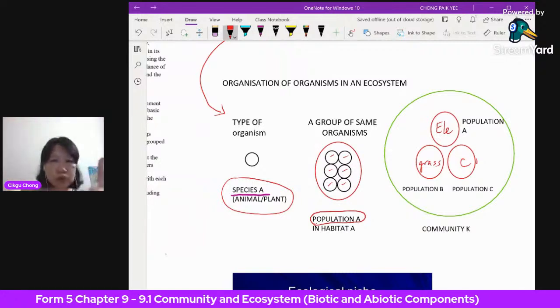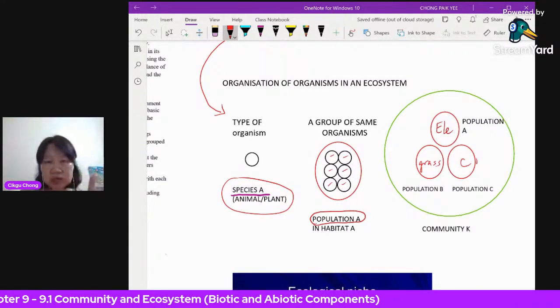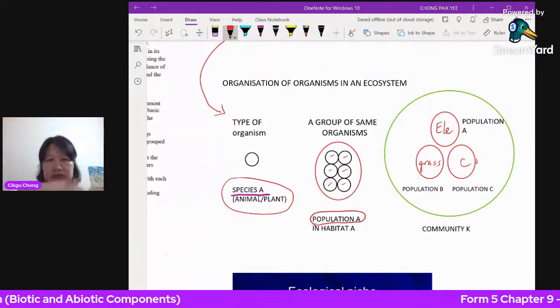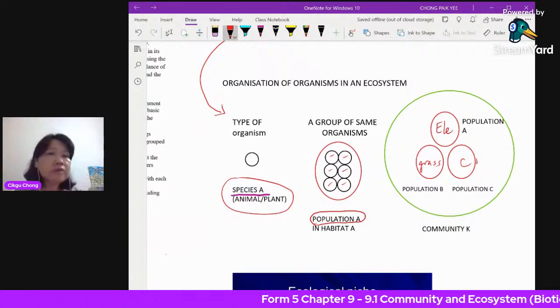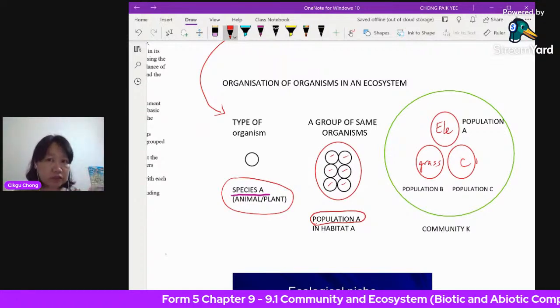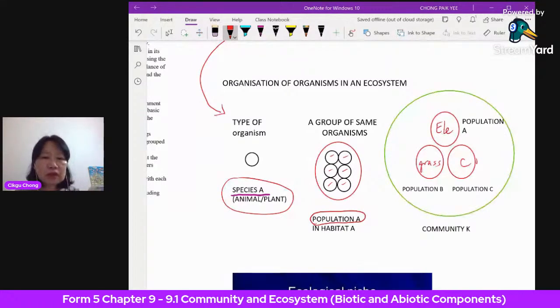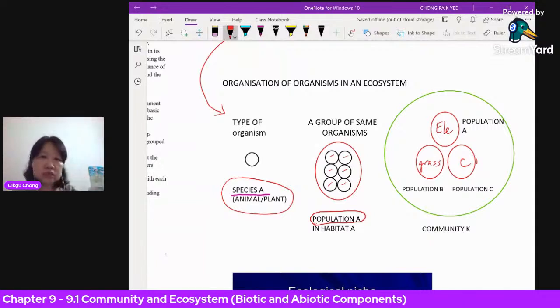So first of all, it's just one animal. Okay, you're talking about one. This is a species of elephant. Then a few elephants stay together, the same type, and you get a population. A population consists of the same type of individual. Then one population cannot exist on its own, okay?